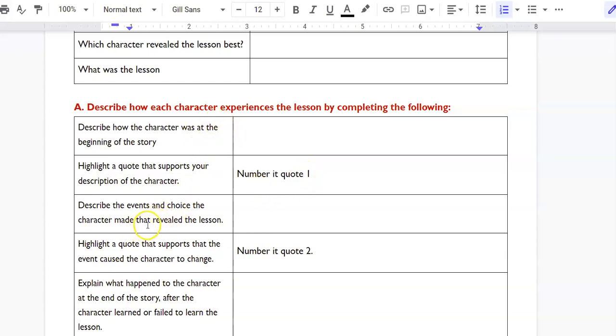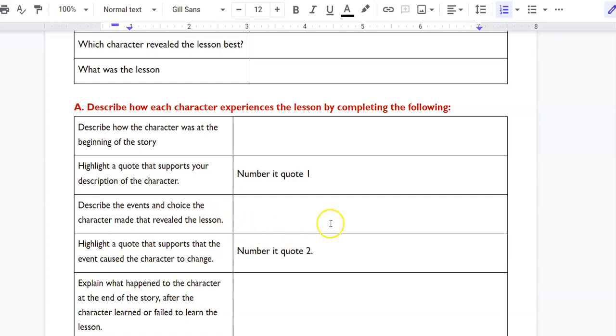And then describe the events and the choice that the character made that revealed the lesson. So, like what happened to the character. So at the beginning of the story, Icarus was like this. Then, he didn't follow the directions and flew too high, right?